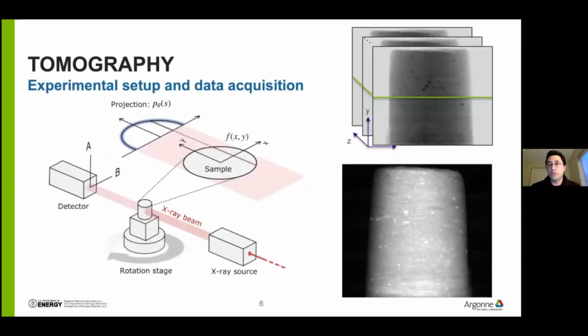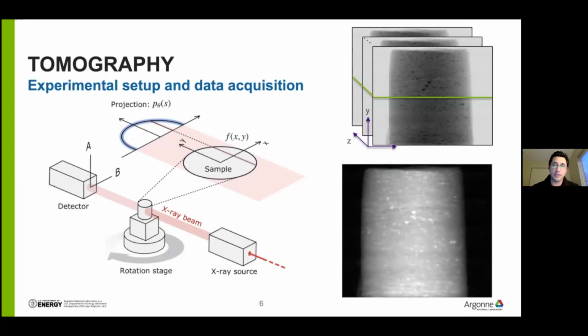So before I move on to the optimizations, what kind of optimizations we need to do on these tomographic reconstruction algorithms, I want to give a brief introduction to tomography, how the experimental setups are in tomography and how the data acquisitions are being done. And then I'm going to move on to the tomographic reconstruction.